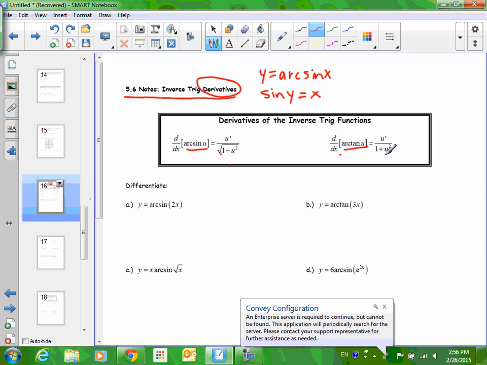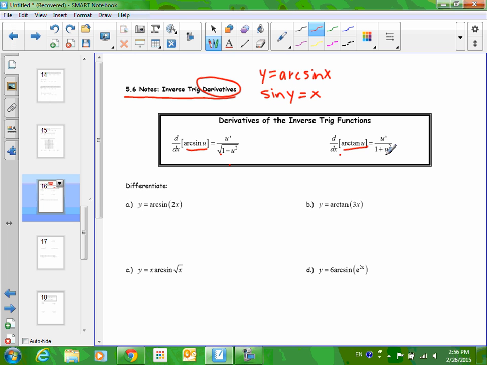A couple of things before we actually differentiate. I want to talk about the graphs here, and this is going to help us with some problems later on, and the domain and range. Okay, so remember arc sine is the inverse of sine. You know how sine looks, its graph looks kind of like that. And we started and stopped. It had what we call a restricted range.